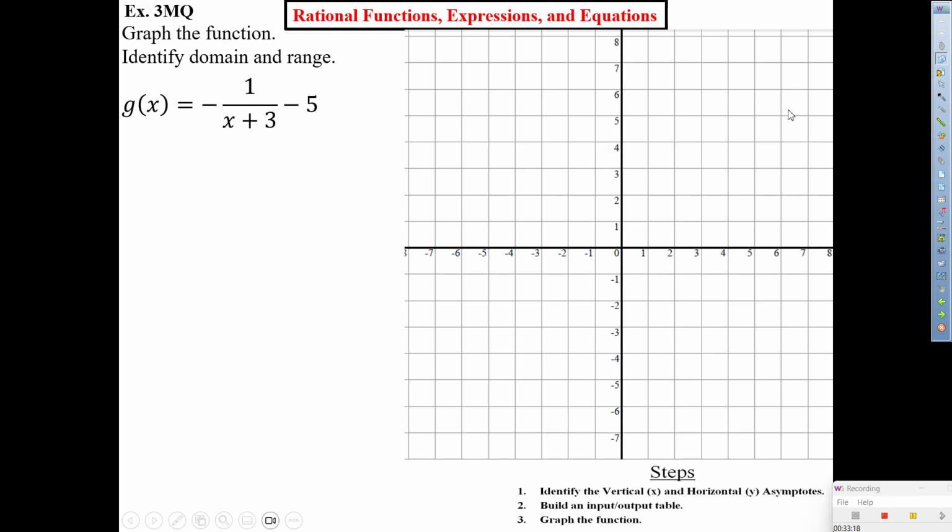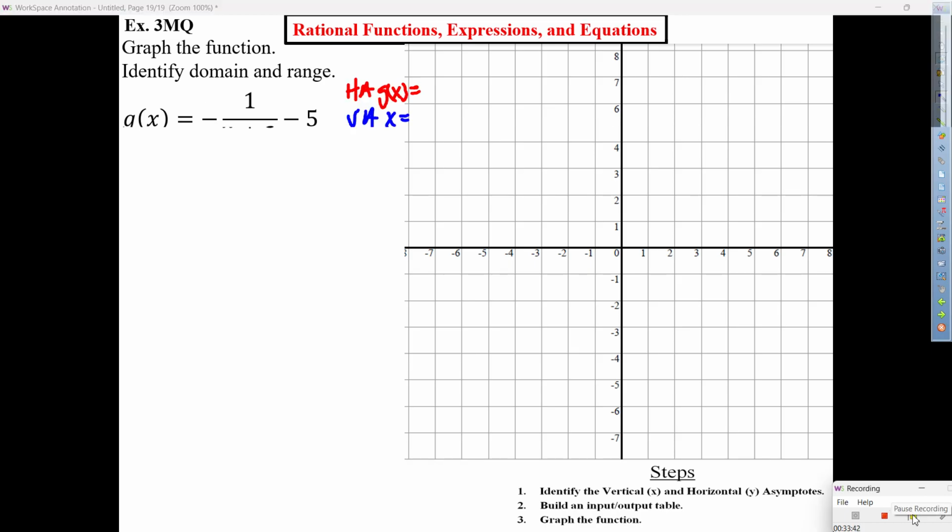Turn the paper over. Copy this one, example 3 mega Q. G of X equals -1 over X plus 3 minus 5. Once again, I'll give you a head start. Then we'll go over this together. Hurry up, please. 1 minute. Go.